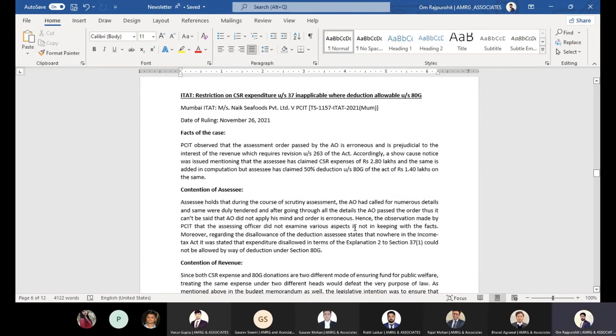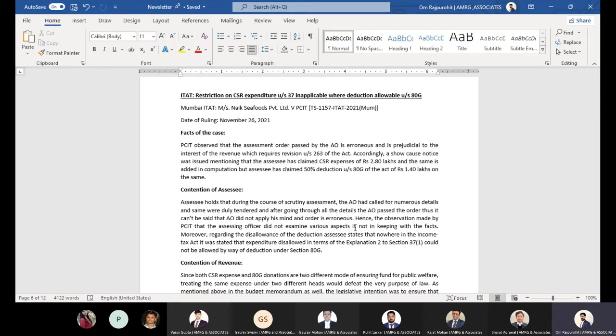So coming to the next case law, this is again pronounced by the Mumbai ITAT in the case of Nayak Seafoods Private Limited. The main issue in this case law was pertaining to CSR expenditure and simultaneously claiming deduction under section 80G.